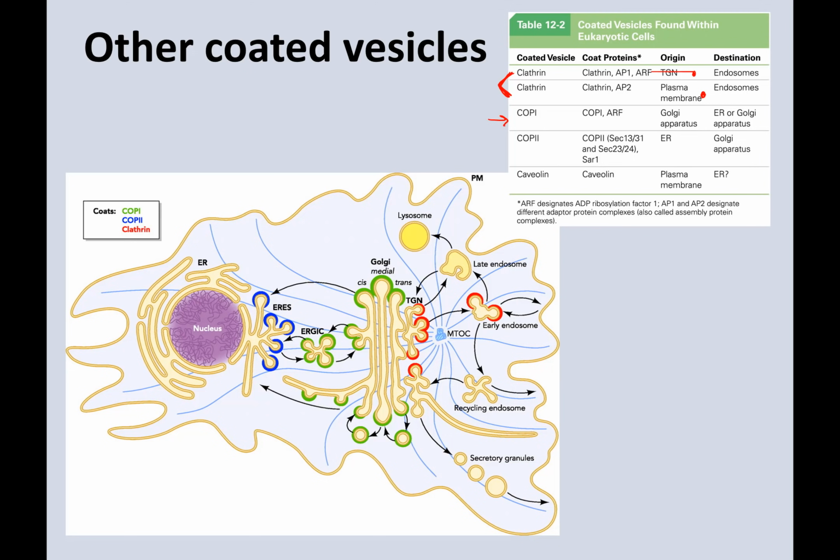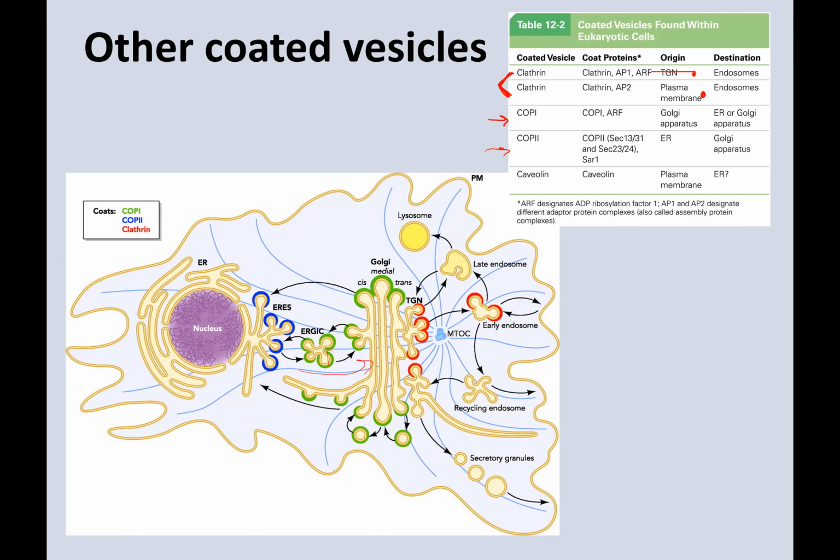COP1, coat protein 1, goes from the Golgi to the ER, or Golgi to Golgi. Okay, so that's shown right here in green. So it can go retrograde, Golgi to the ER, whereas the COP2 is going ER to Golgi. Okay, so at least it's showing where it starts.